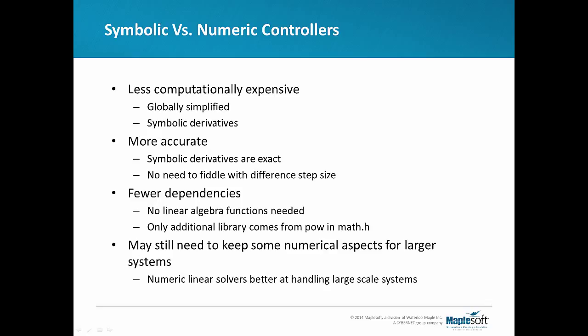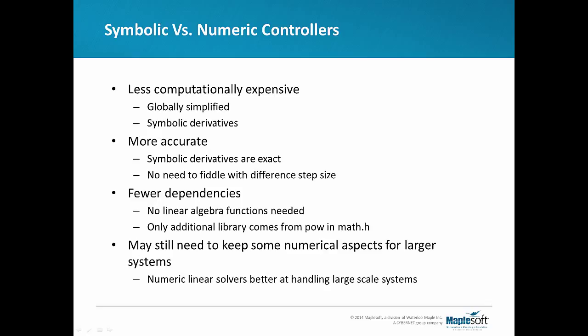The symbolic controller was also more accurate. And again, that's because it was using those symbolic derivatives. And they're not an approximation to the derivatives of the system, but they're exact. And you don't have to worry about what your magic step size is that will give you an accurate derivative. The resulting symbolic controller also had fewer dependencies. So you don't have to have as many linear algebra functions to support your code, and the only function that it was calling external, aside from the basic arithmetic operations, was a pow from math.h, because we had some powers in the model. There's a square root in there, for example.